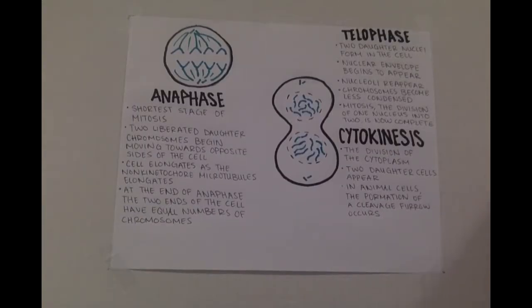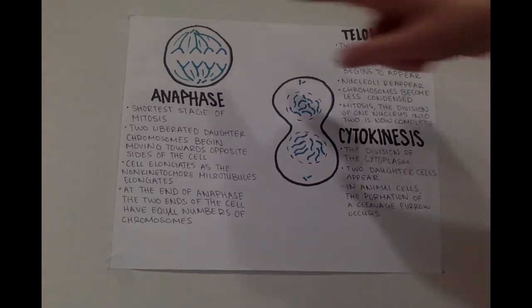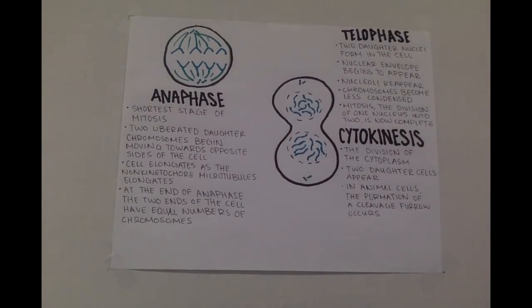After metaphase comes anaphase. Anaphase is the shortest stage of mitosis. In this phase, the two liberated daughter chromosomes begin to move towards opposite sides of the cell, as demonstrated. The cell elongates as the non-kinetochore microtubules elongate, and then at the end of anaphase, the two ends of the cell have equal numbers of chromosomes.